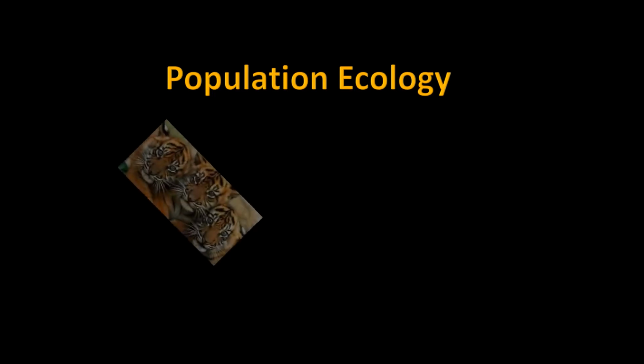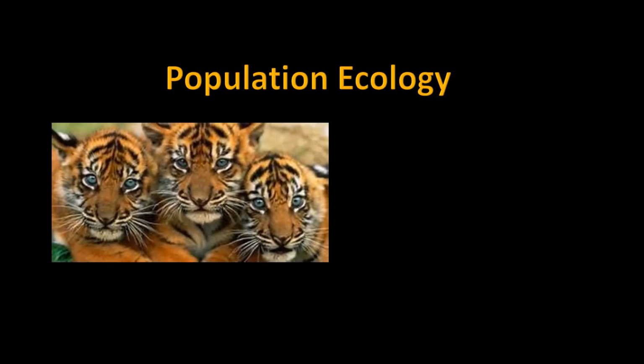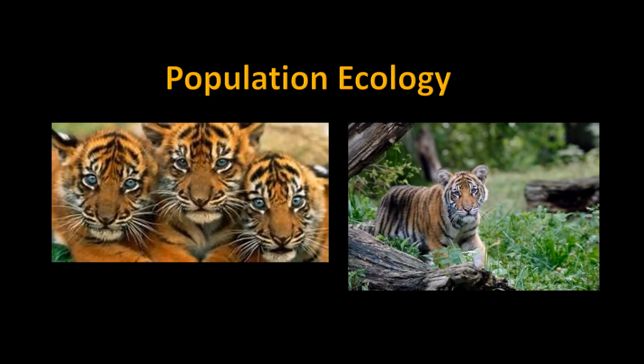Before we proceed with population ecology, you need to understand what is population and what is ecology. By definition, population is a group of individuals of the same species that live in the same area. And ecology is the branch of biology that studies how organisms interact with one another and with their environment. So we can conclude that population ecology is the study of population in relation to its environment.